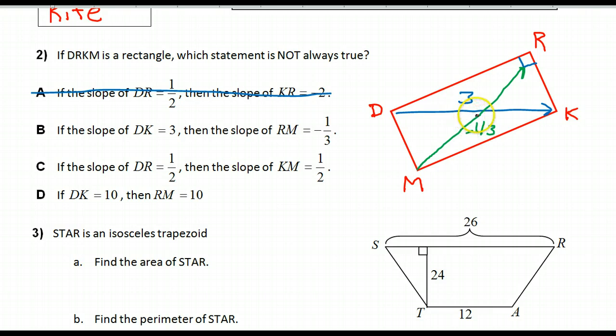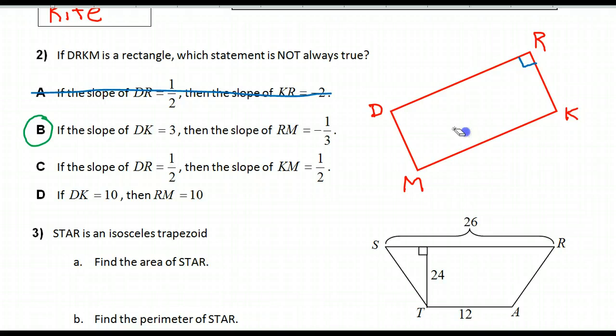There are two shapes that have perpendicular diagonals, rhombus and a kite. And of course, also a square, because a square is a rhombus. This would be true if it were a rhombus or a kite. But for a rectangle, it is not always true. That means that B is the answer. We were looking for a statement that is not always true. Okay, so B was the answer.